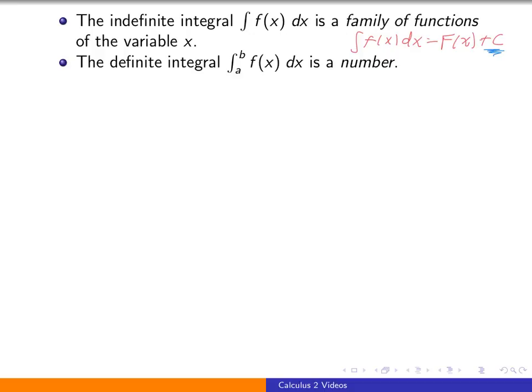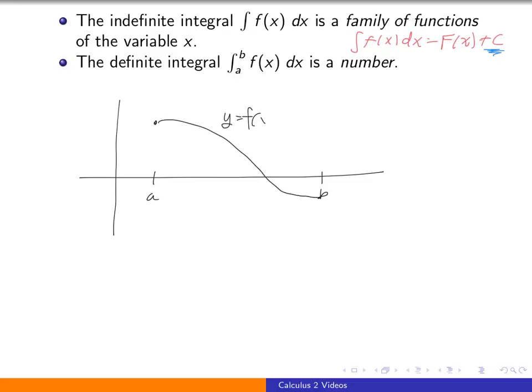In contrast, a definite integral is just a number. And recall that that number has a very geometric interpretation. So if we're looking at a function between a and b, and if I kind of just randomly draw the graph, so say this curve is y equals f of x, the thing to note is that there's two enclosed areas that jump out at us. This first area, call it A1, which is enclosed between the curve and above the x-axis. And the second enclosed area, which is enclosed between the curve and the x-axis but below.